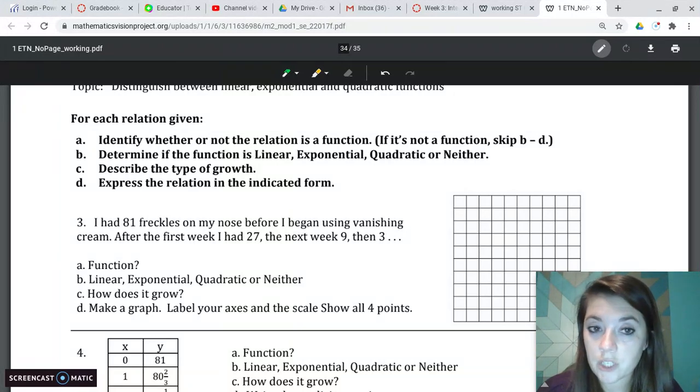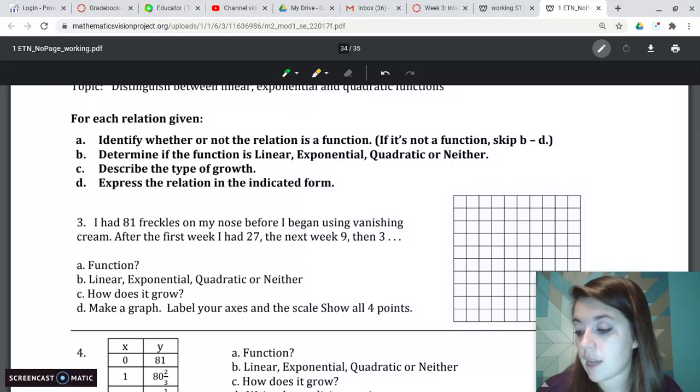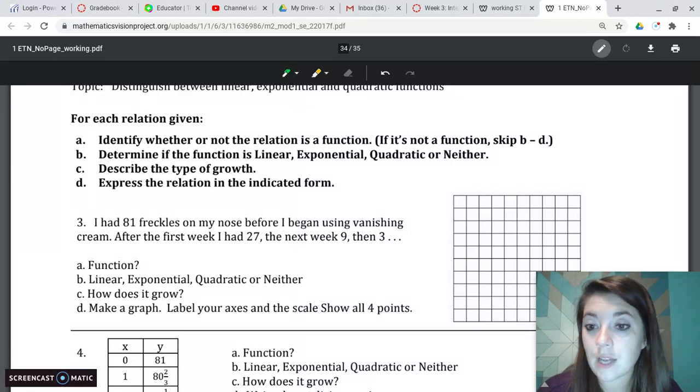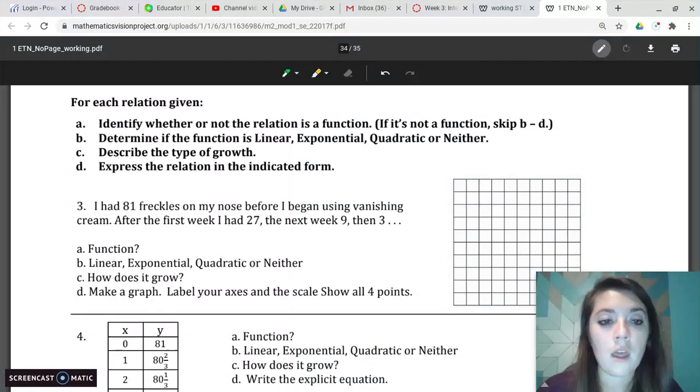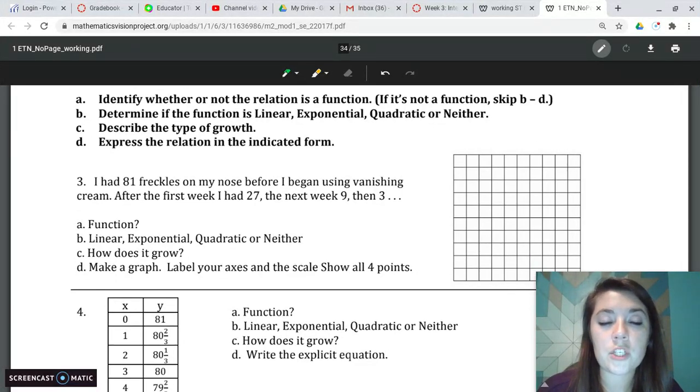But if it is a function, and let me tell you, the majority of them are going to be functions. There is at least one that is not a function, though, I will tell you that. So after we determine whether or not it's a function, then we determine if the function is linear, exponential, quadratic, or neither.